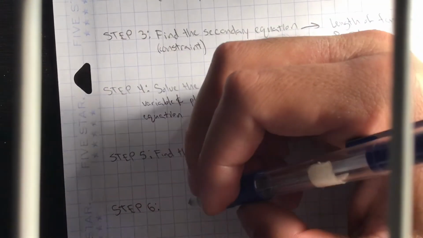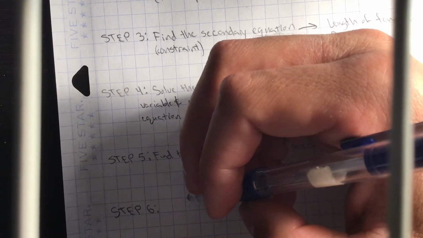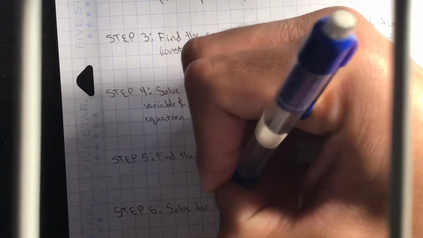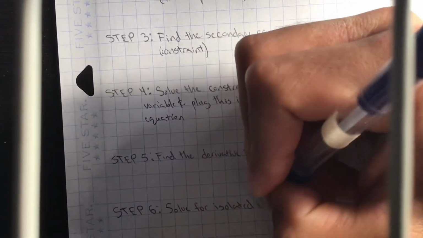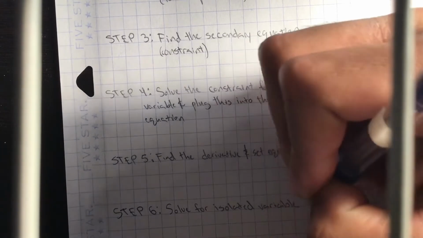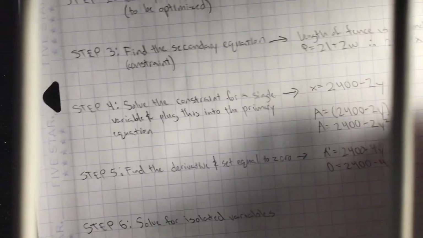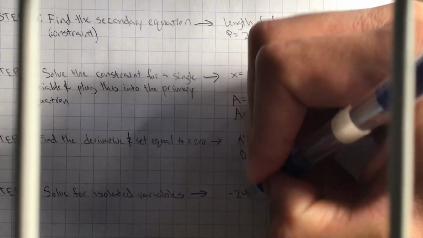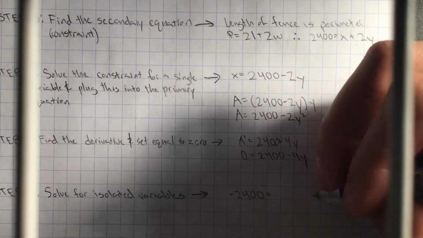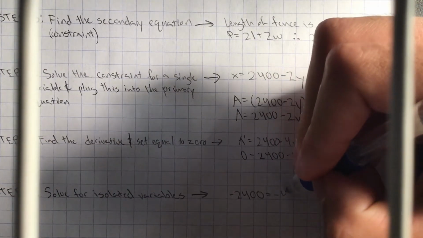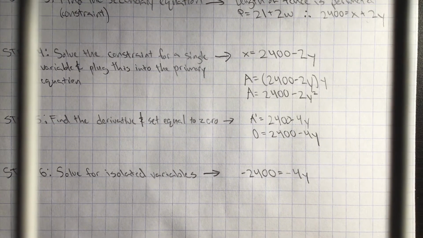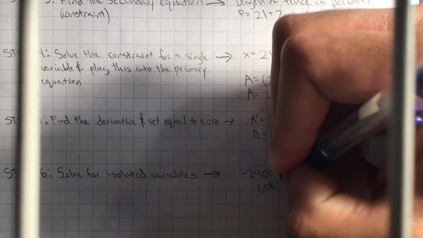Now on to step 6, which is to solve for isolated variables. So, using this formula, we subtract the 2400. So negative 2400 equals negative 4y. We divide by negative 4 on both sides, and then we get 600 equals y.